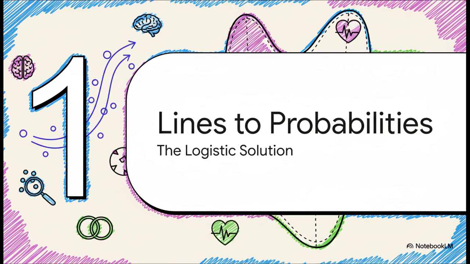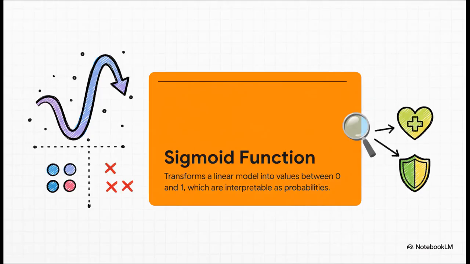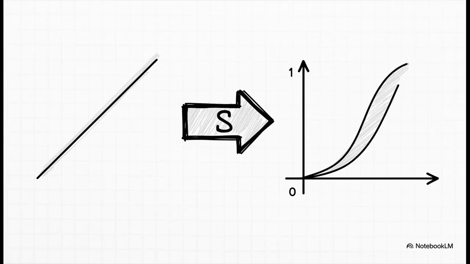Okay, so how do we fix this? How do we take that line that goes on forever and turn it into something that can actually make a clear decision for us? Well, the solution is this really clever, kind of beautiful mathematical trick called the sigmoid function. You can just think of it as our probability converter. It takes any number, no matter how big or small, and just squishes it so it fits perfectly between 0 and 1.